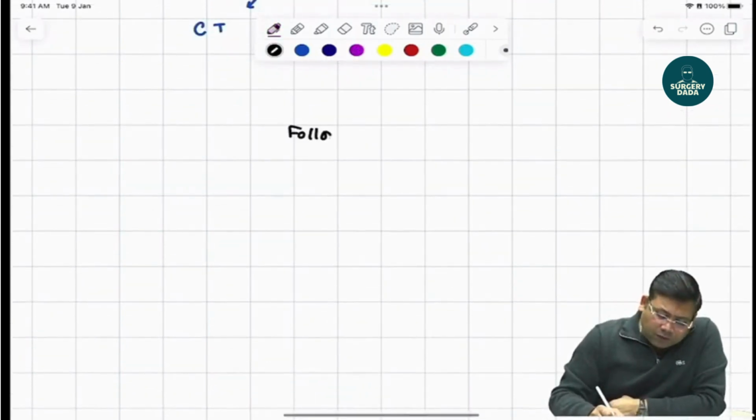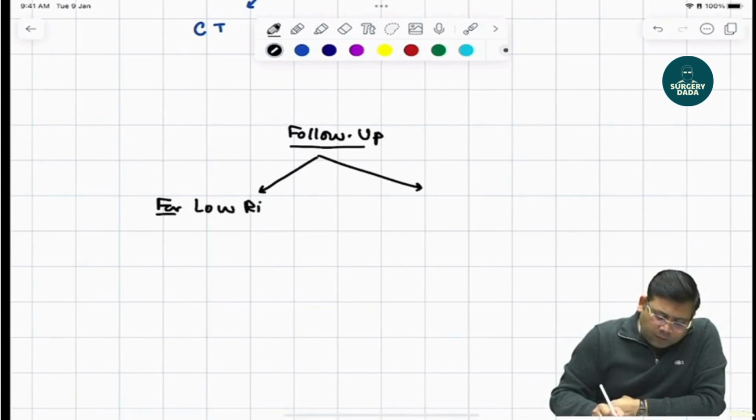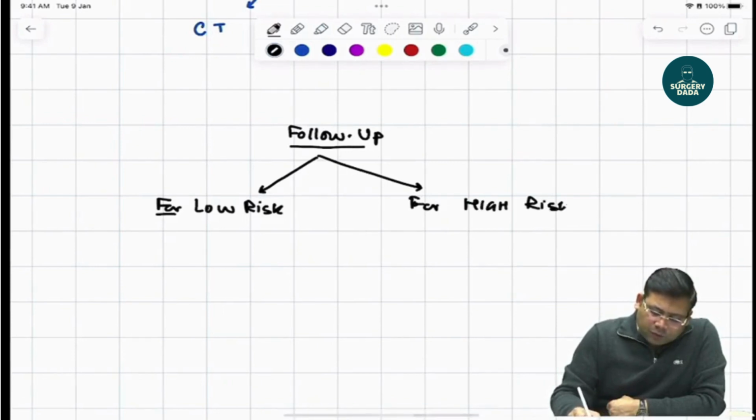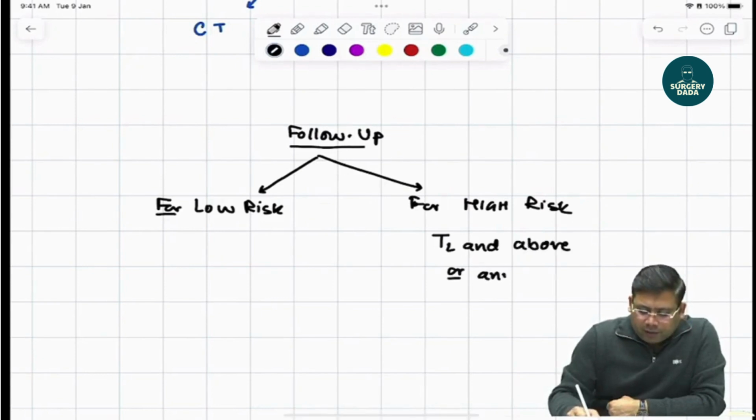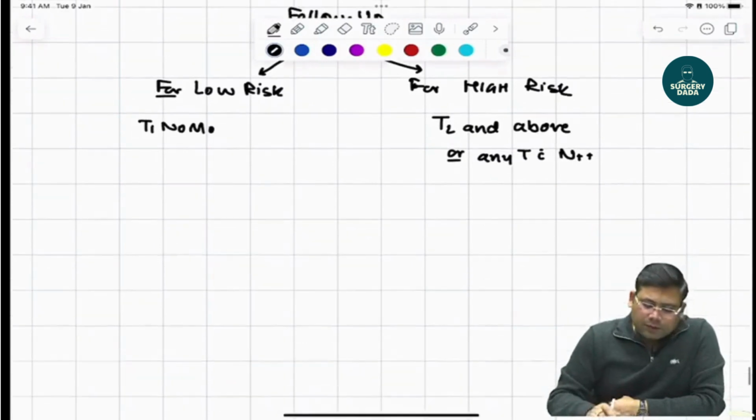Now this is what is very important. So follow-up, there are two types of follow-ups: for low risk group, and for high risk group. So what is high risk group, students? It is T2 and above, or any T with N positive. And what is low risk group? T1, N0, M0. These patients are low risk.